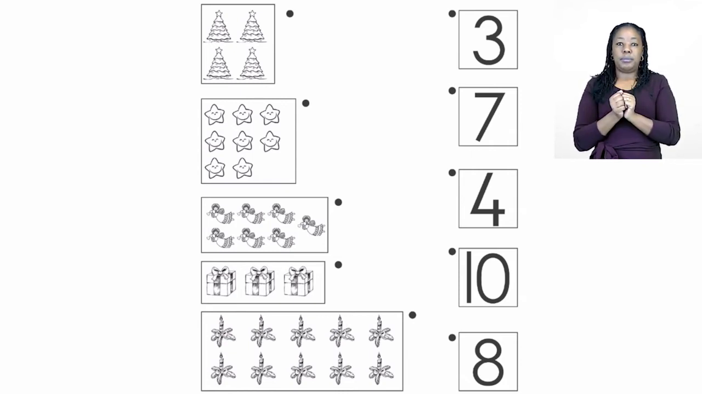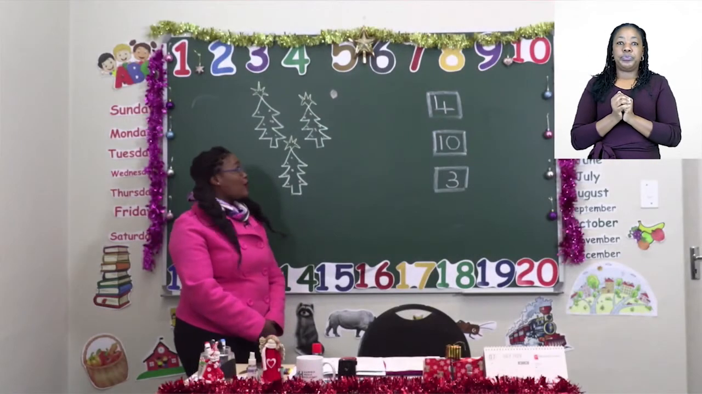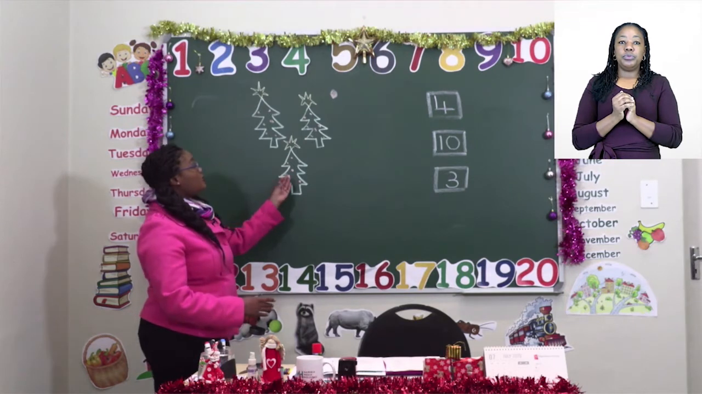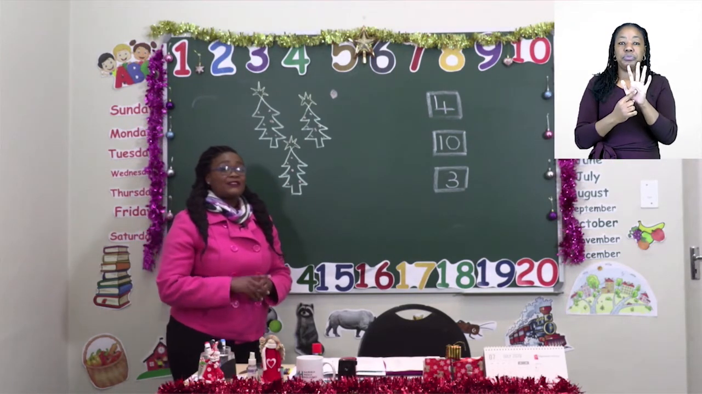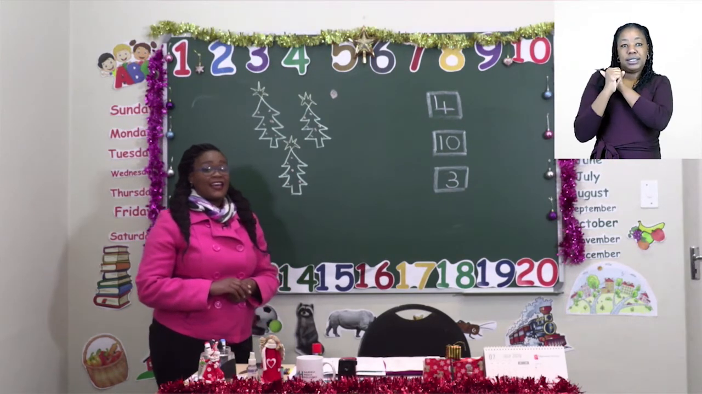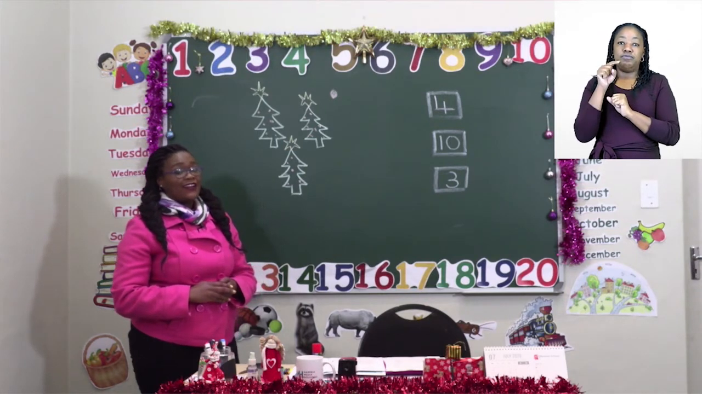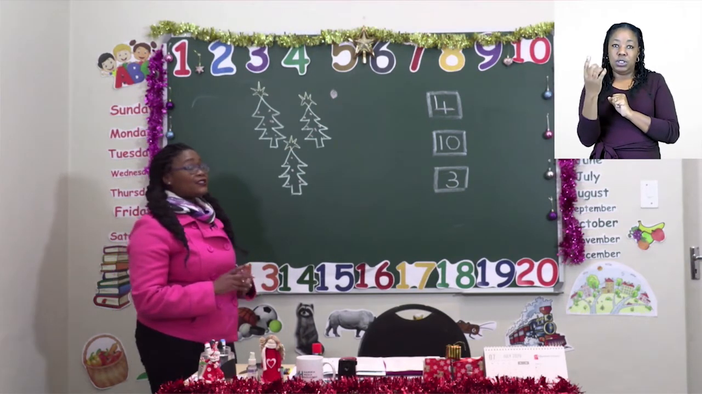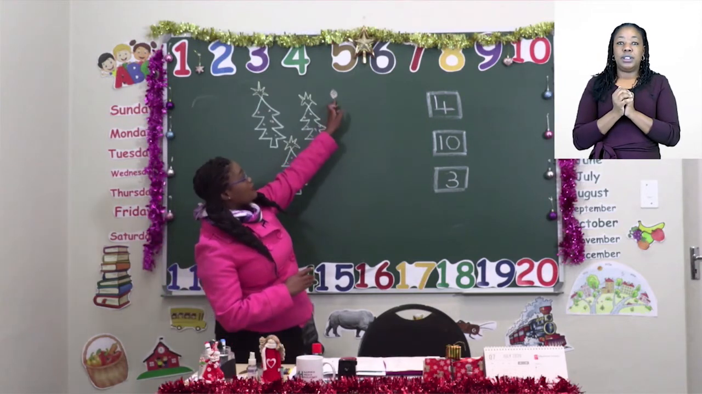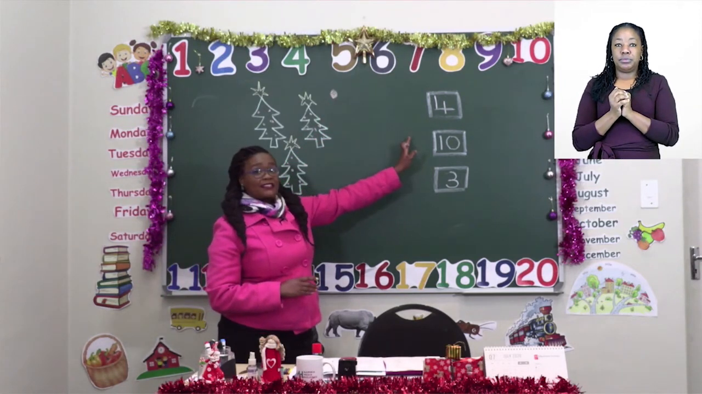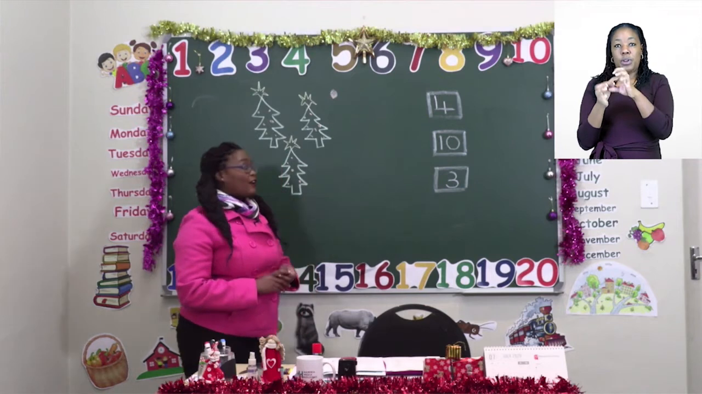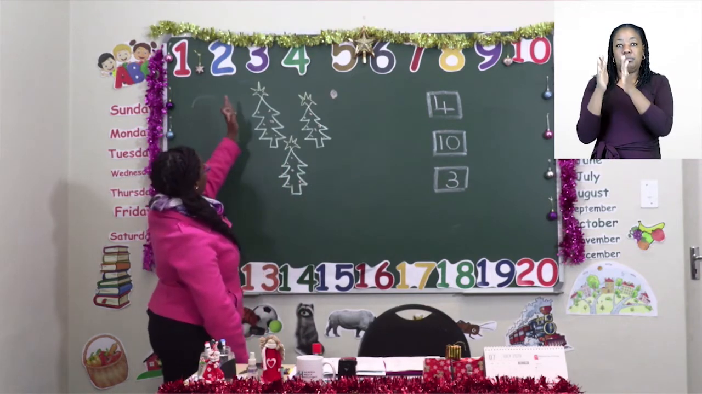But before we do that, let's try it here in the classroom. On the board, you can see that I have Christmas trees, and we are going to count the Christmas trees together. I'd like you to point to each Christmas tree as we count along. And then when we are done, we are going to connect the Christmas tree dot to any of the boxes here. All right, so let us begin.